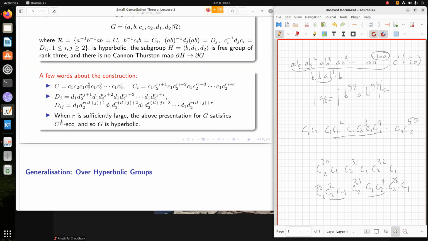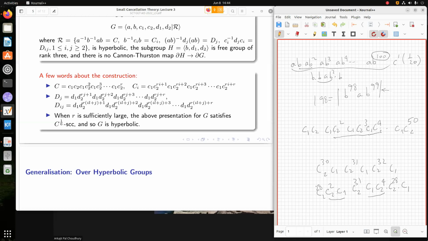Now you see that Ci means C1, C2, both are taken this way. So what is C1? C1 is C1, C2 to the R plus 1, and this way you go up to R plus R, that is 2R, right? So here you are starting from R and going to 2R. Then C2, what is C2? C2 is C1, and then C2 to the 2R to C2 to the 3R, right?